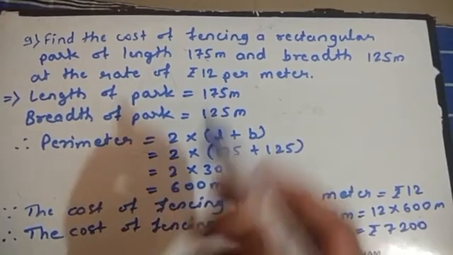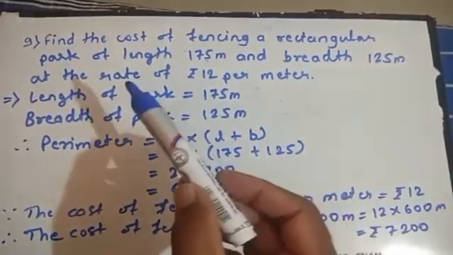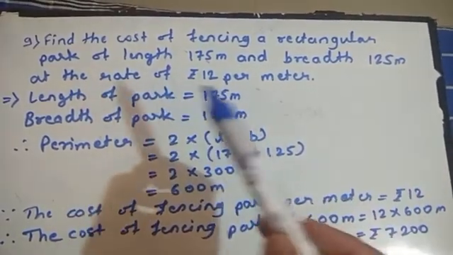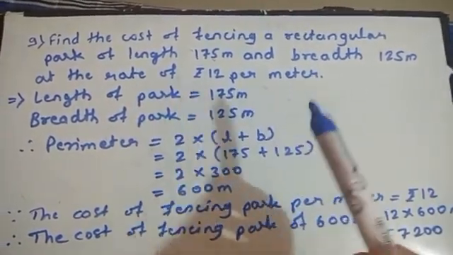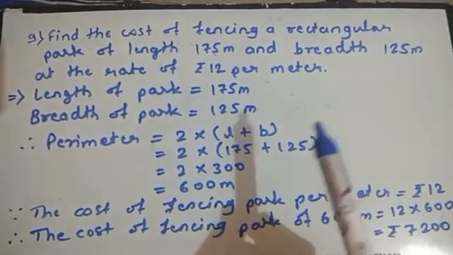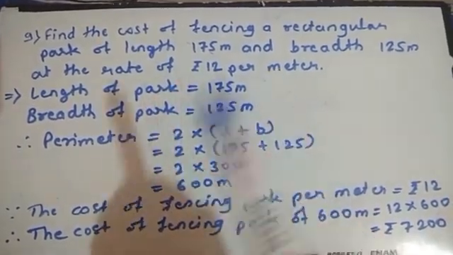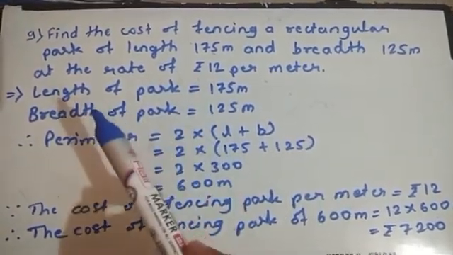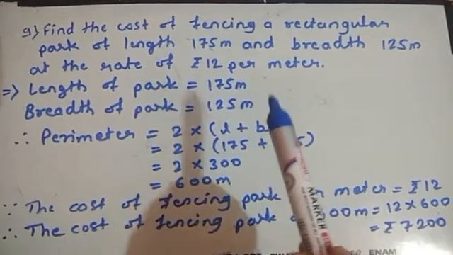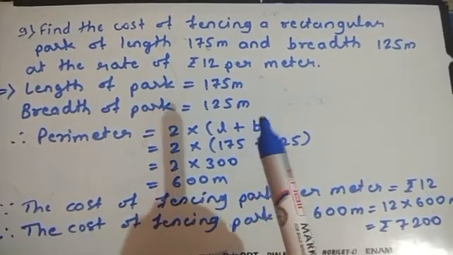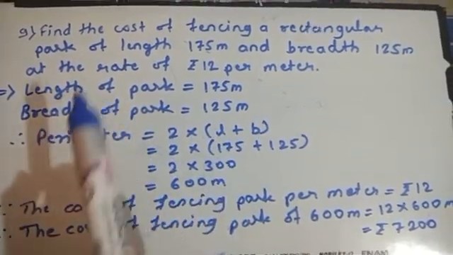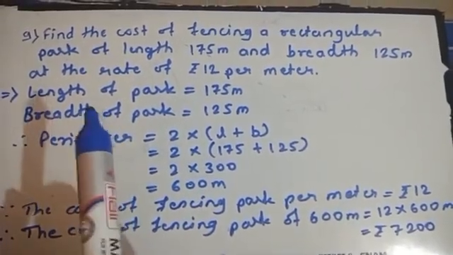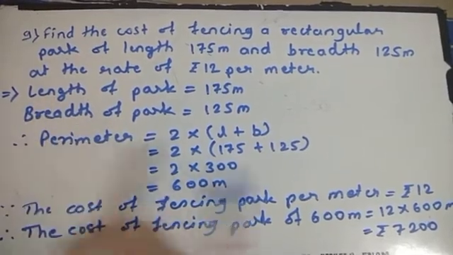Next question, find the cost of fencing a rectangular park of length 175 meter and breadth 125 meter at the rate of rupees 12 per meter. This question is also the same as the previous one, but in that question there was a square. Here it is a rectangle, and the cost is also different. So here the length of the park is 175 meter, the breadth is 125 meter. First we are going to find the perimeter of the rectangular park. Then only we can find the cost required for fencing it, right?